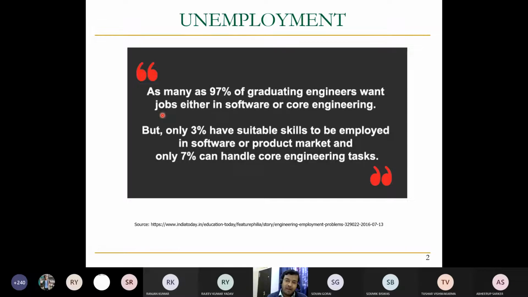But at the beginning you have to say, okay, if I want to stay in my core domain, accordingly you have to prepare yourself. Although we are in virtual mode, there are lots of open source tools available.